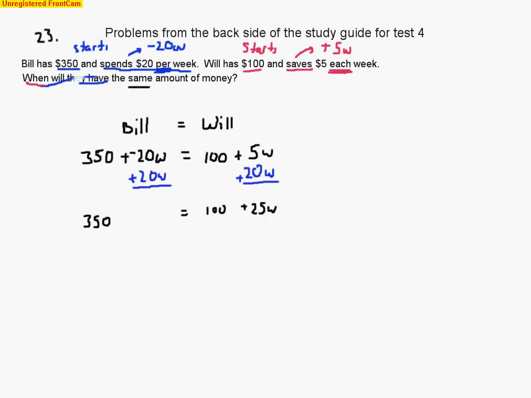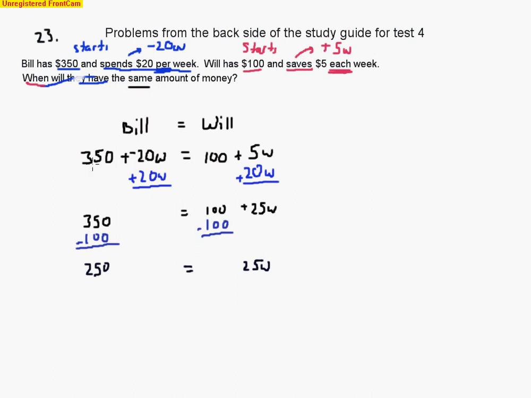From this point, what we can do now is subtract the two amounts they started with. So we'll take away Will's $100 from Bill's $350, and that gives us the difference between their money at the beginning of the problem. If we do that subtraction, we get $250. This all equals 25W.